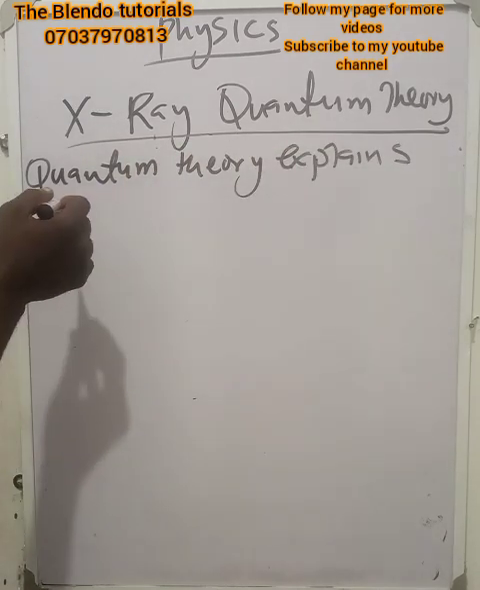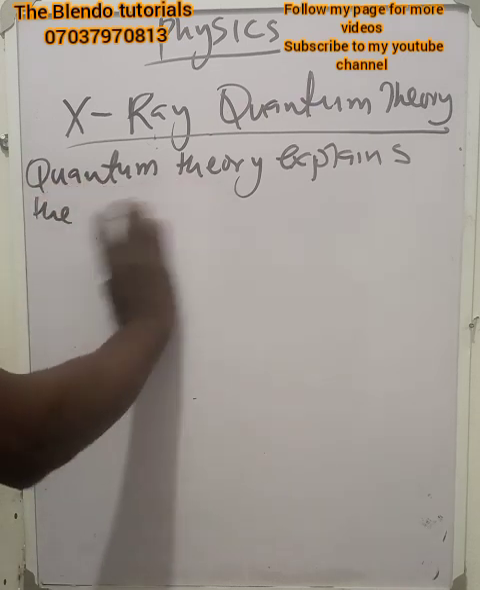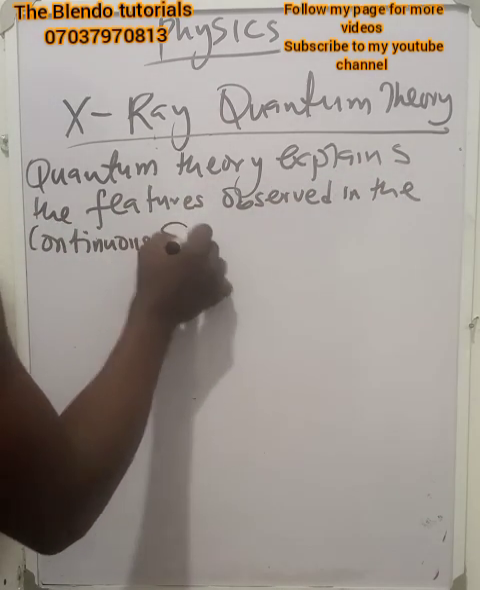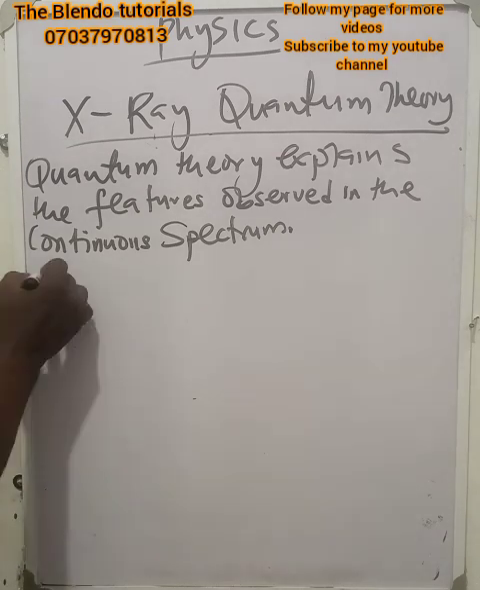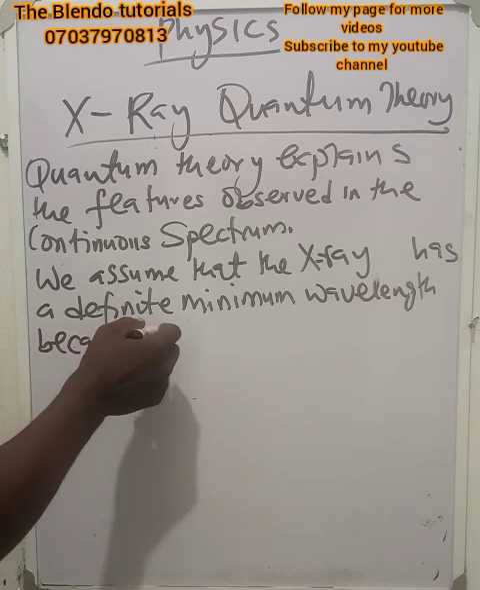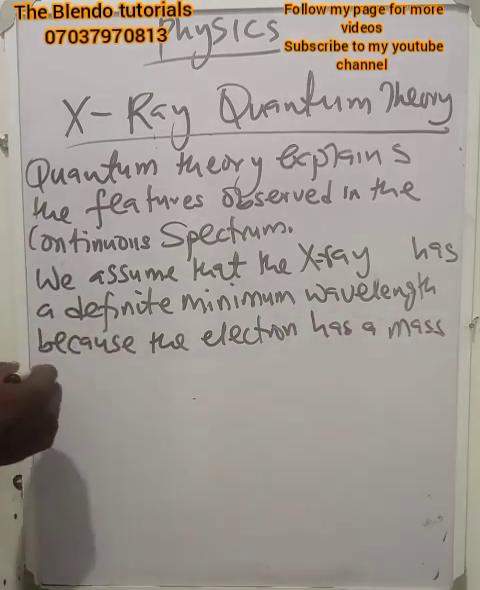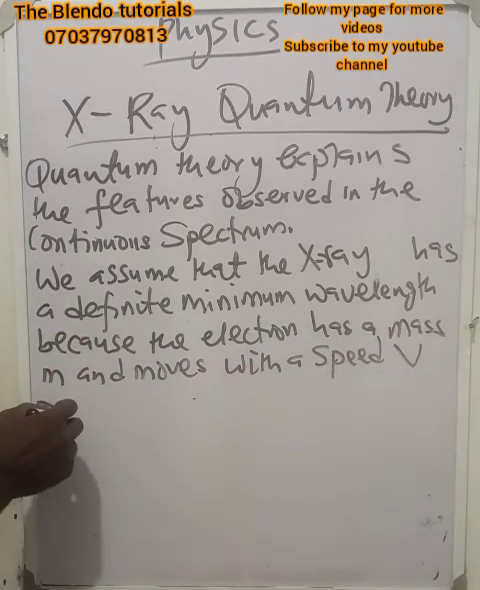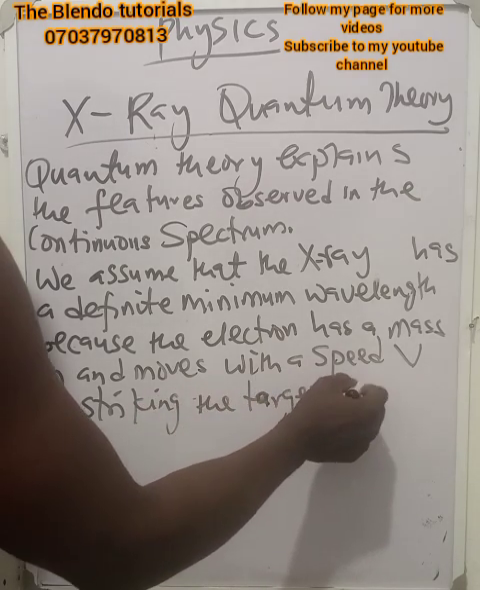So let us talk about X-ray quantum theory. Quantum theory explains the features observed in the continuous spectrum. So we have to assume that the X-ray has a definite minimum wavelength because the electron has a mass m and moves with a speed v on striking the target.